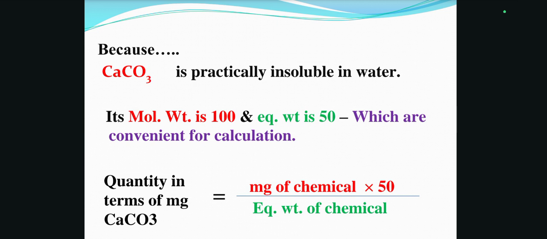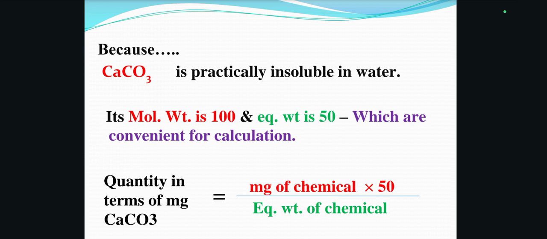Because, first thing, calcium carbonate is practically insoluble in water. Second thing, its molecular weight is 100 and equivalent weight is 50. So molecular weight 100, equivalent weight 50, and these weights are much more convenient to take for calculation. So these are the two reasons why calcium carbonate is used to express the hardness of a water sample, where that hardness is because of various kinds of salts.